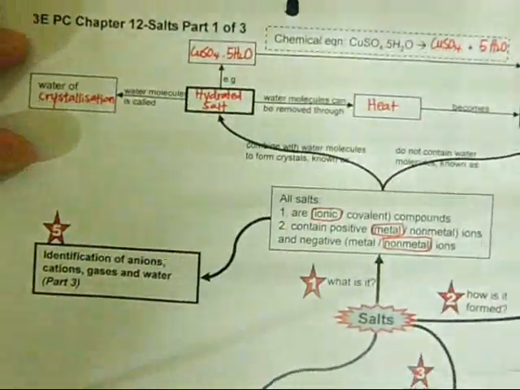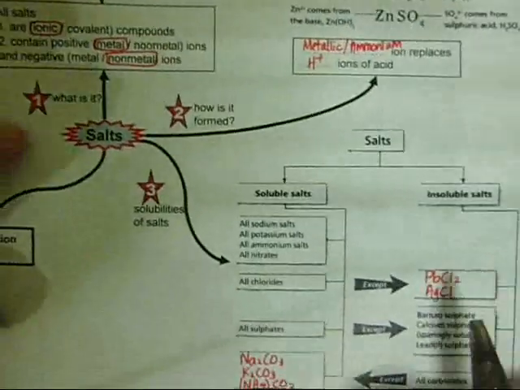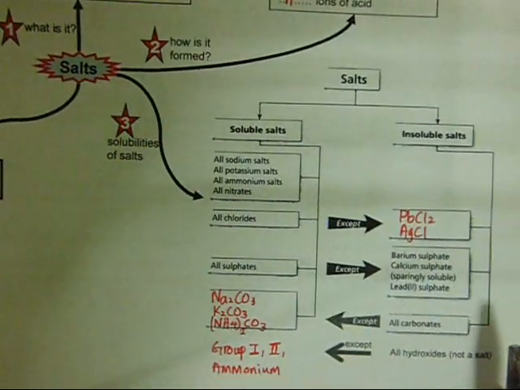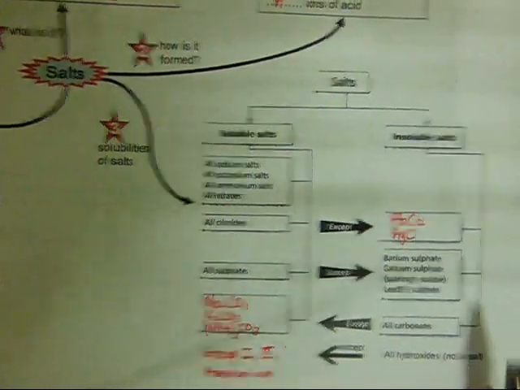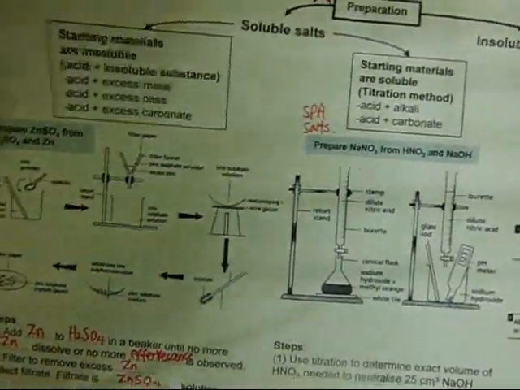The next part is salt. So the solubility table, very important. Which are the salts that are soluble, which are the salts that are not soluble, must remember. Preparation of salts, 3 methods for preparing salt.